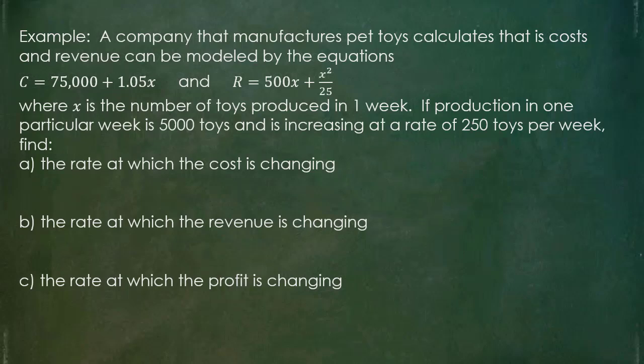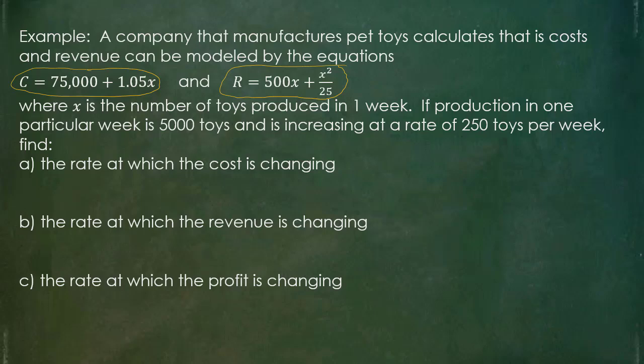And we'll do one last example here. This one now is going to be a little bit more of the business application. So notice we have the situation where it's giving us a cost and a revenue equation. So we've got our cost equation here as C equaling 75,000 plus 1.05x, and then we have our revenue equation, which is 500x plus x squared over 25.